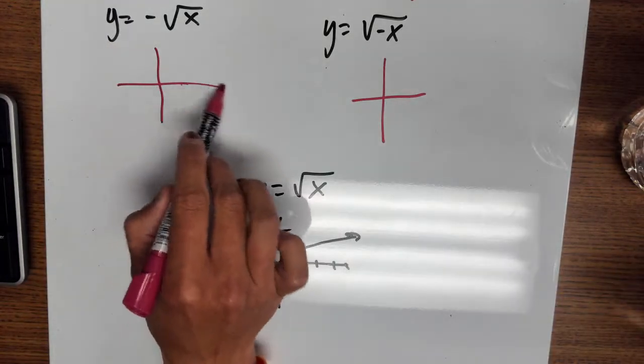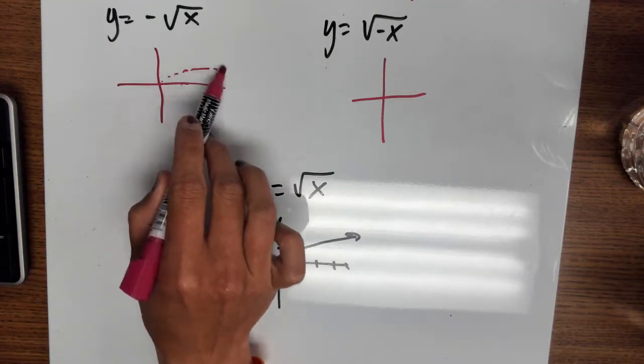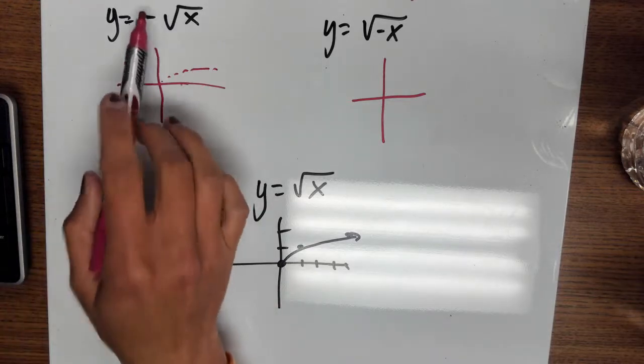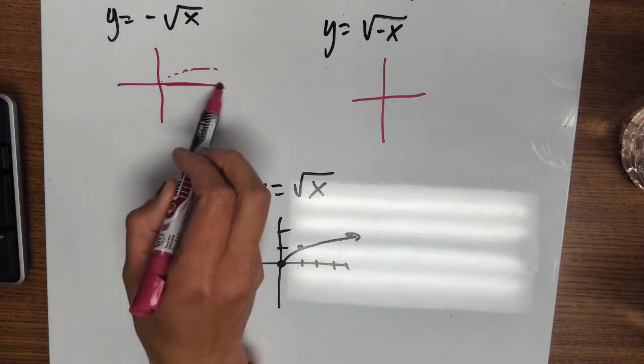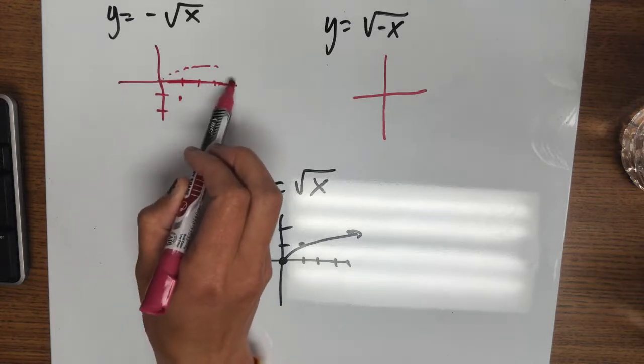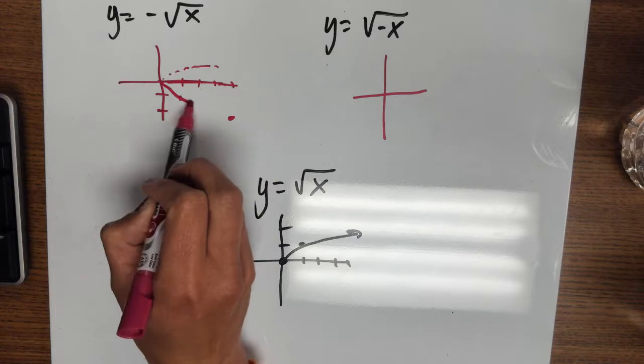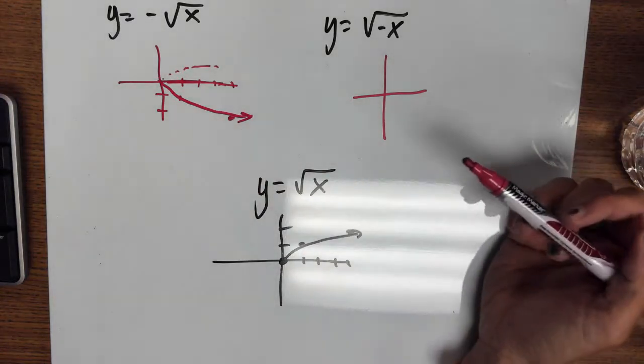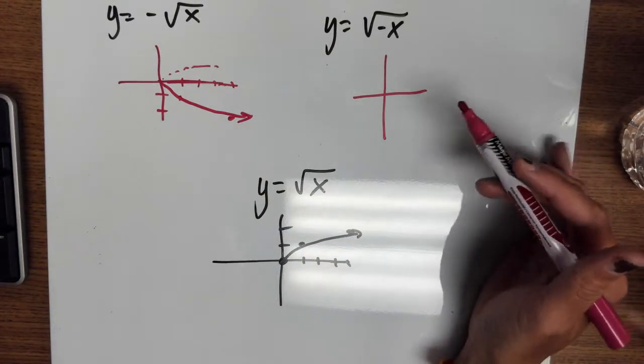So now instead of having my positive square root graph, which I have there, I'm going to take it and flip it over the x-axis. So we're going to have (1, -1), and then (4, -2). That would be your reflected negative square root of x graph.